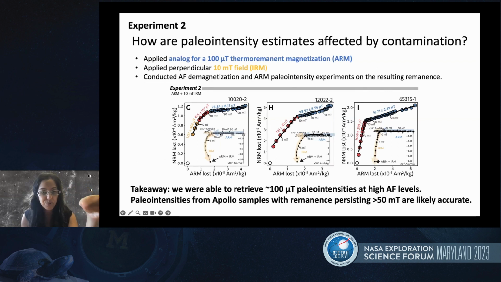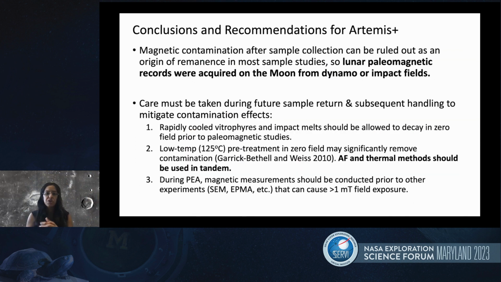But after that contamination was removed, as indicated by the yellow arrow, and then the underlying remanence is the blue arrow, we were able to successfully remove the contamination in all cases and get accurate paleointensities close to 100 microtesla for all samples. So the takeaway is that paleointensities from Apollo samples with remanence persisting above 50 millitesla demagnetization steps are likely accurate. So in conclusion, what we find is that magnetic contamination after the sample was collected can be ruled out as the origin of remanence in most Apollo sample paleomagnetic studies using room temperature demagnetization methods.